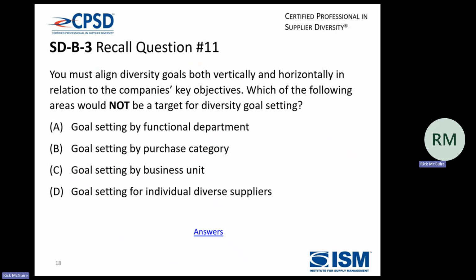Which of the following areas would not be a target for diversity goal setting or for diversity goals? A. Goal setting by function, B. goal setting by purchase category, C. goal setting by business unit, D. goal setting for individual diverse suppliers. Oh, I think this is a trick question. This doesn't make a lot of sense, and you're looking for a not. So I would say it's probably D.